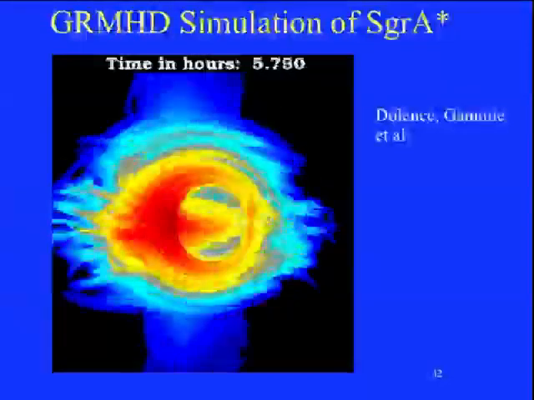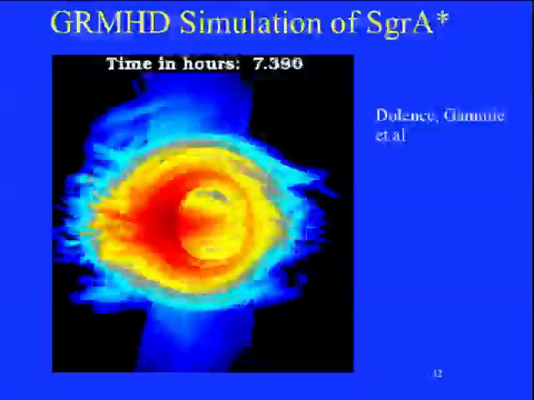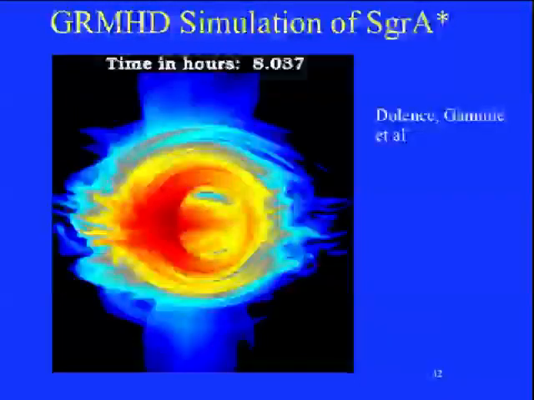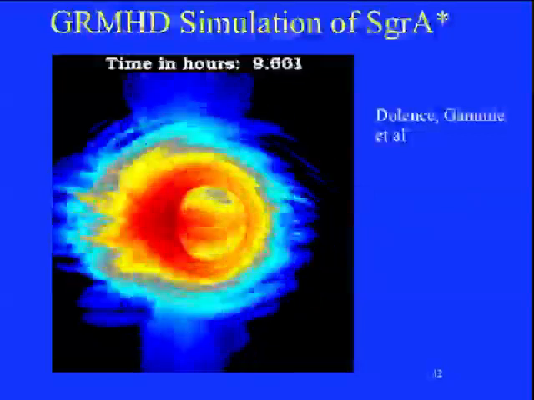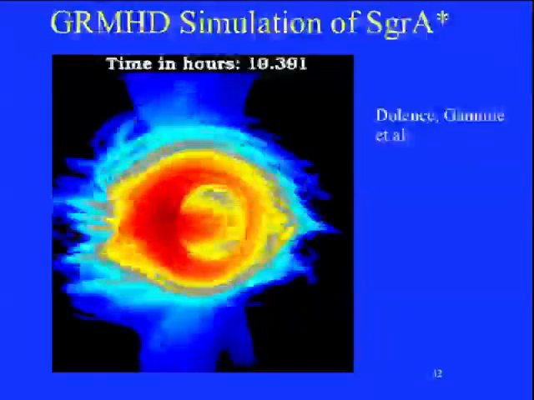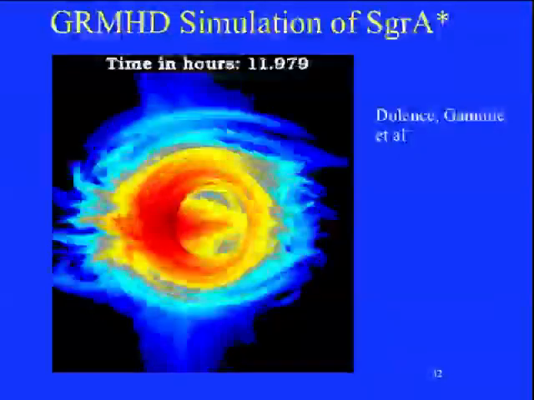So the distance from here to here is about 5 Schwarzschild radii. Or for Sag A star, that would be about 50 micro arc seconds. The size of a grapefruit, pamplemousse, on the moon.